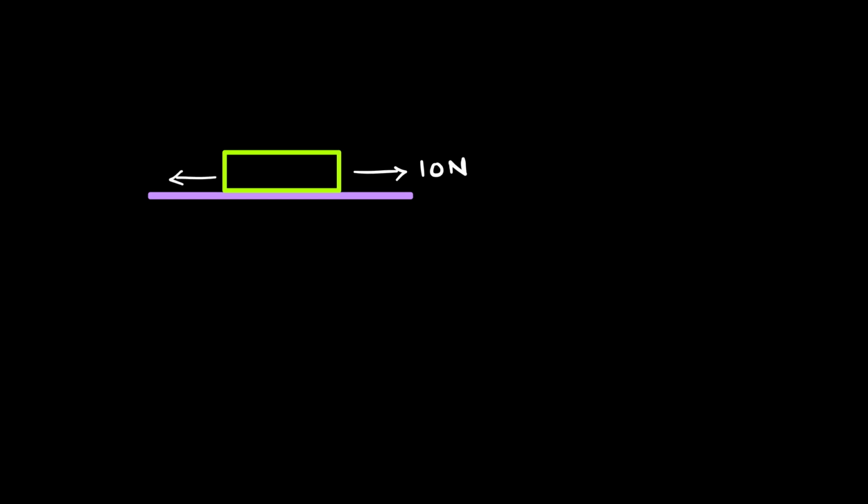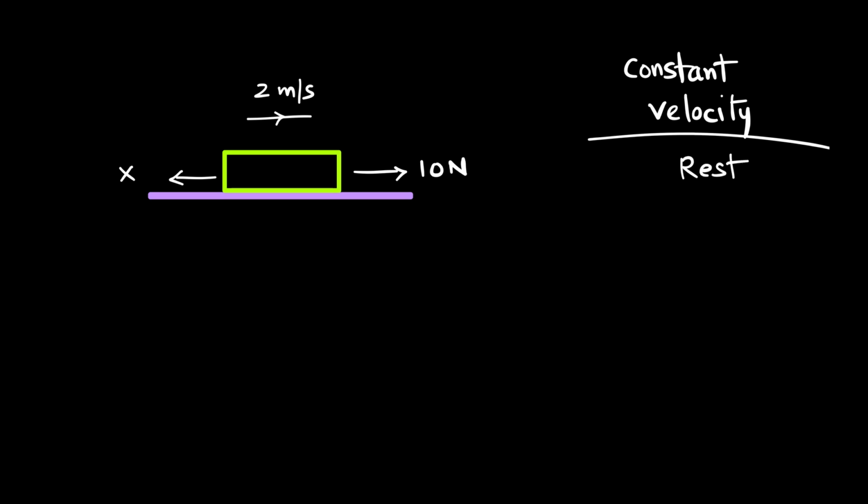Now let's take another particle. And this time, this particle is moving with constant velocity. So the forward force is again 10 Newton. The backward force is x Newton this time. And the particle is moving with a constant velocity of 2 meters per second. So let me write over here the terminology constant velocity. It would behave as if the particle is at rest. So again, the forward force and the backward forces are balanced. The particle is in equilibrium. So therefore, the value of x is 10.